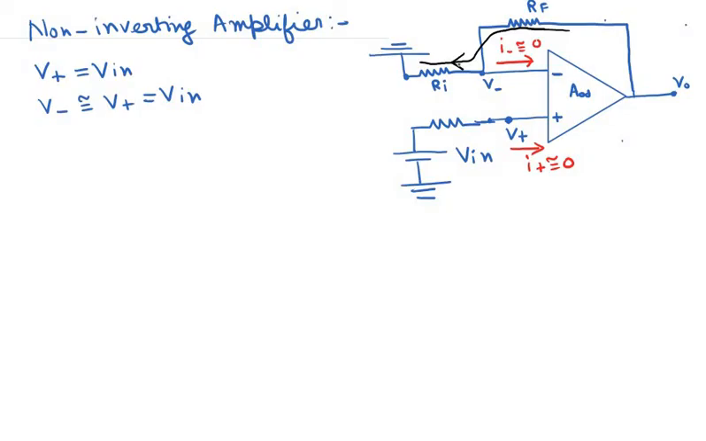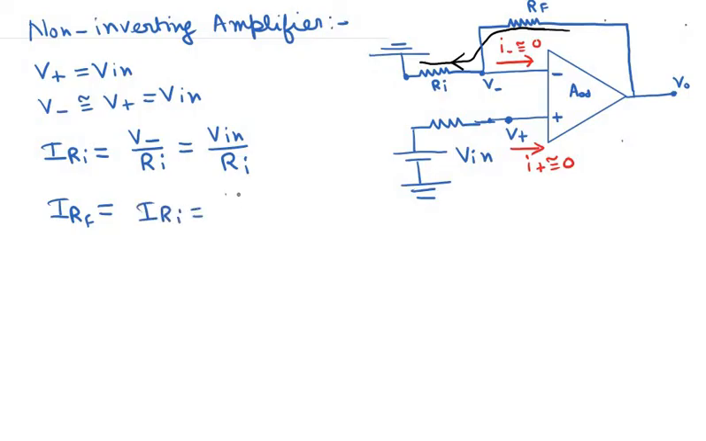Okay, now the current that flows out of the resistor Ri, which is basically equal to IRi, is equal to V minus divided by Ri, and V minus is approximately equal to V in, so V in divided by Ri, and the direction of flow of this current is actually from this inverting terminal to the ground, that is, this is the direction of flow of this current. Okay, now IRF, just as I stated, all the current that is forced to flow through RF must also flow through Ri, so IRF is equal to IRi, which is equal to V in divided by Ri.